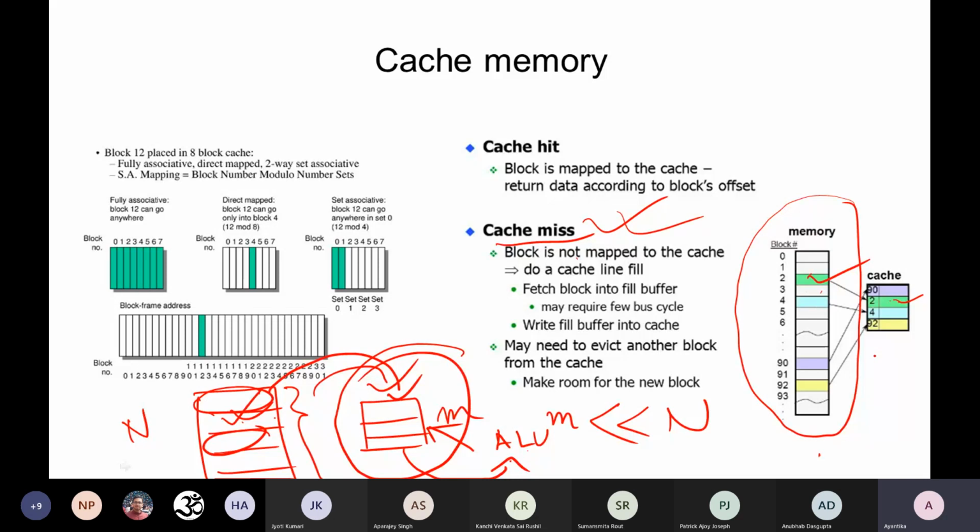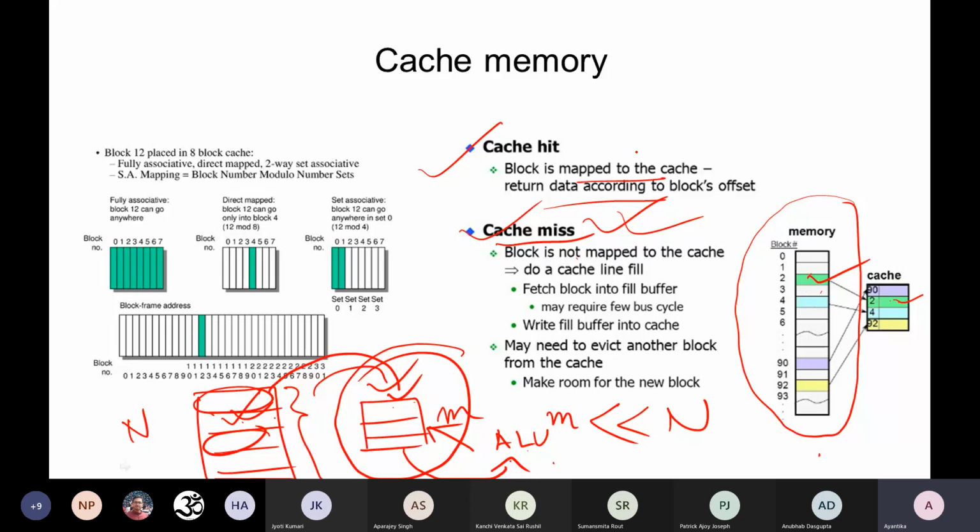Whereas the cache hit is straightforward. ALU has requested something from the smaller memory and the block is already there. You have already fetched the block from your main memory. If that is the situation, then there will be a hit. That means the block is mapped and the data access is successful. So these are the two terms, hit and miss. Now, when we talk about hit and miss, we have to understand how our blocks get mapped. We'll quickly see this.